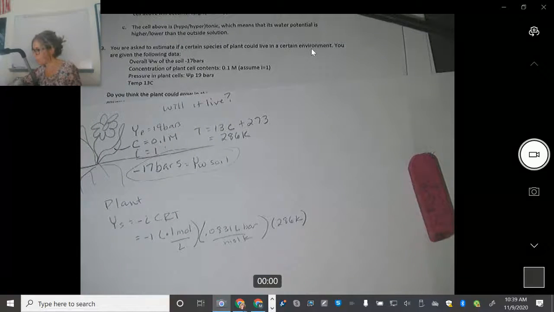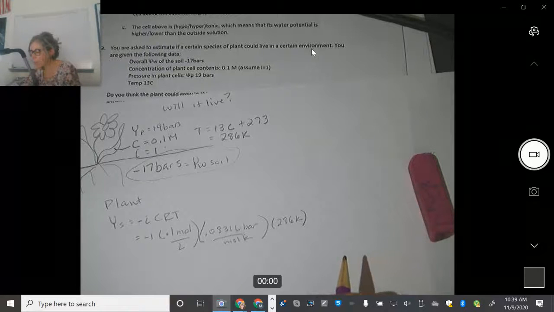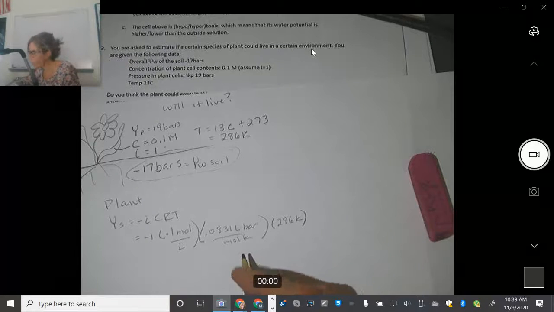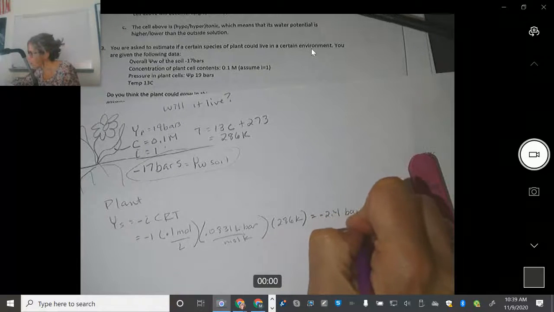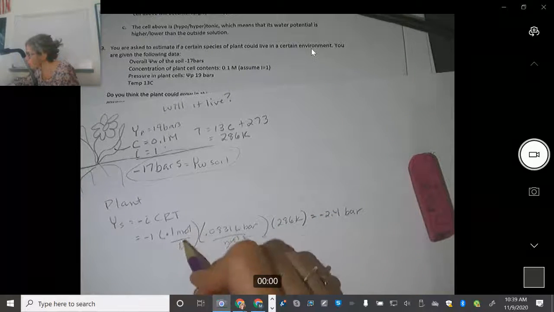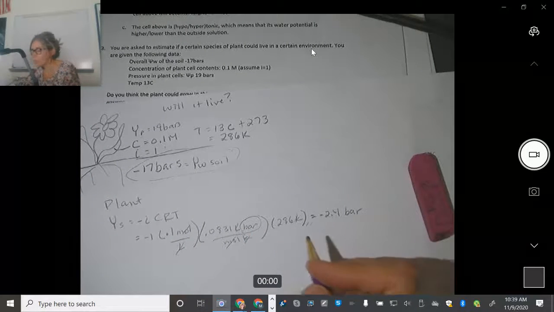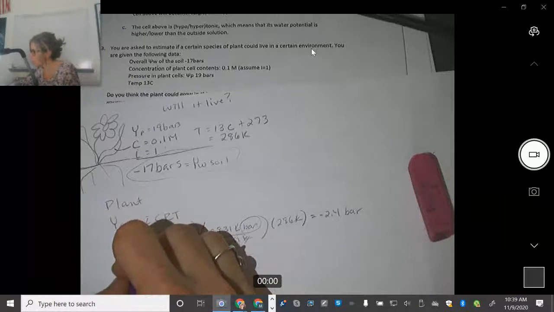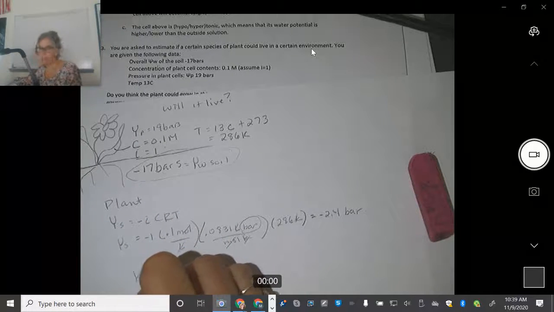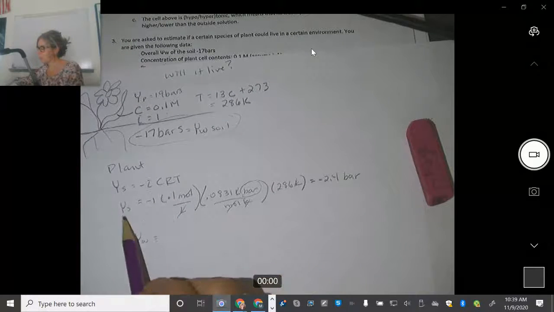So if I multiply all that stuff out, I am going to get negative 2.4. And I'm left with bars because my moles cross out, my liters cross out, and my Kelvin crosses out. So I'm just left with these bars. So negative 2.4 bars is the solute potential. But I know that the water potential is the pressure potential plus the solute potential.